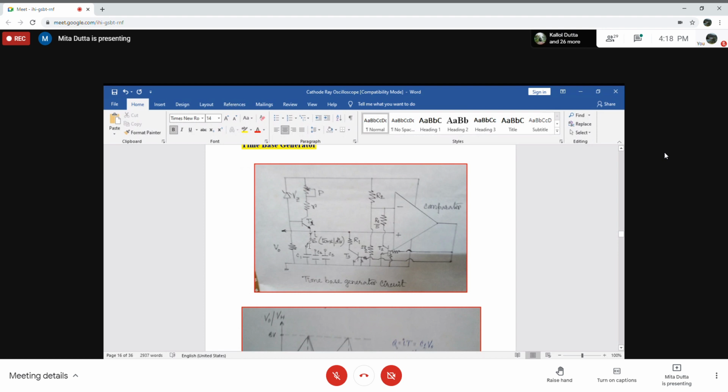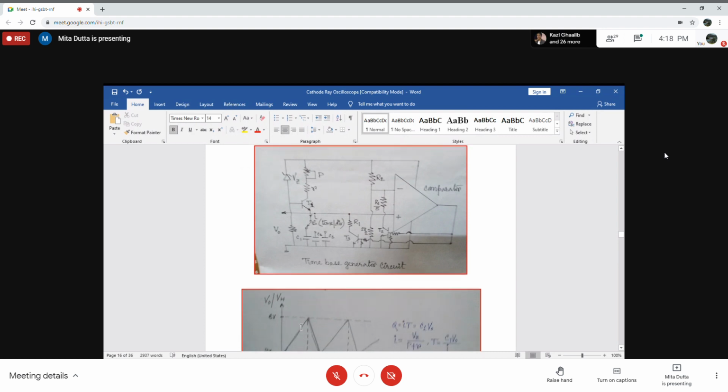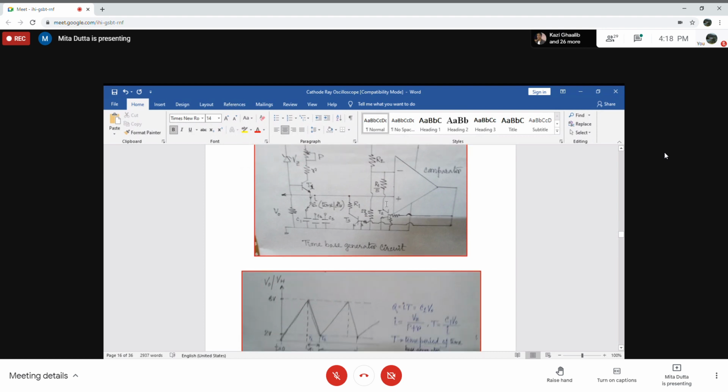Now, when the voltage across the capacitor exceeds 8 volt, then the comparator output will be high, because this is kept at 8 volt and this is now greater than 8 volt. So the comparator output will be high, and T2 and T3 are on. So it will behave as a short circuit. Now, what happens?